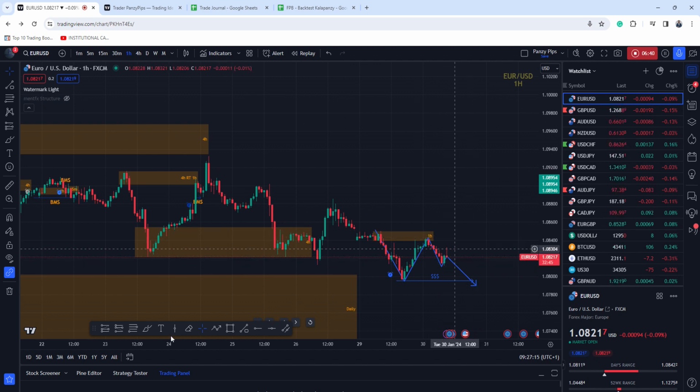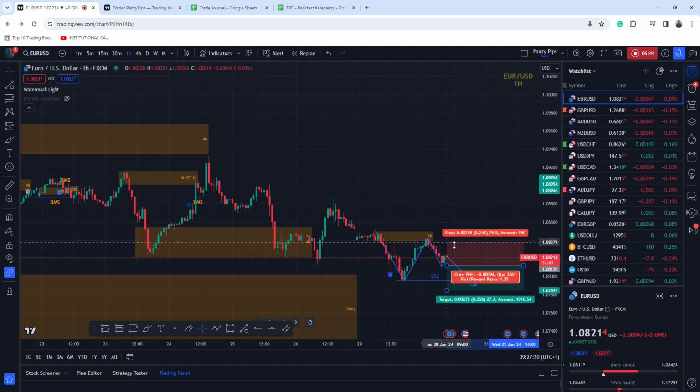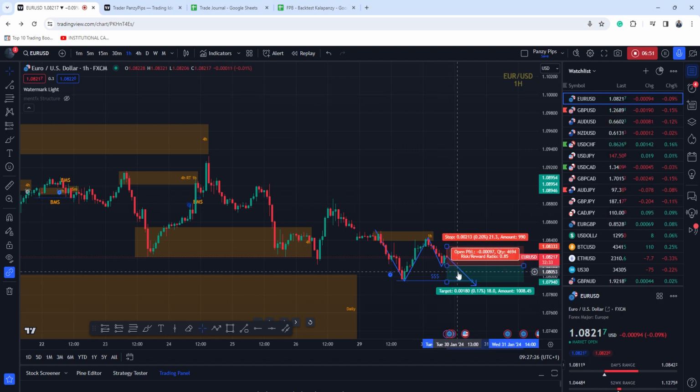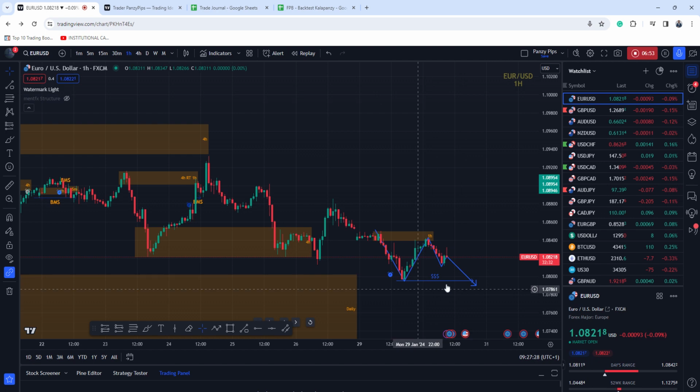We have seen this pullback. We could try this, maybe this one here, and target would be over here. It's less than a 1 to 1, so I don't even like the idea. So I would rather stay out, wait for the market to hit this level, and look to continue on this trade. But whatever it is, the market is looking bearish on the 1 hour.